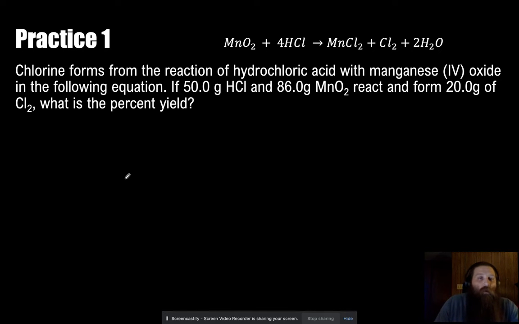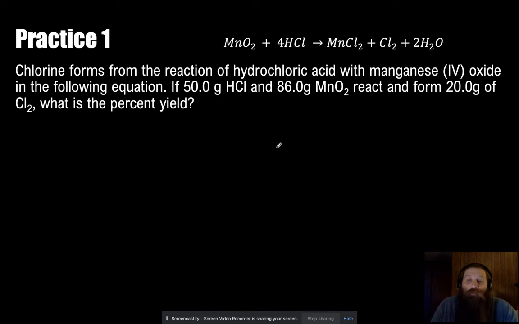So here we are. Chlorine forms from the reaction of hydrochloric acid with manganese(IV) oxide in the following equation. So they gave us an equation up top. It's balanced. We're good. If 50 grams of hydrochloric acid and 86 grams of the manganese salt react to form 20 grams of chlorine, what is the percent yield?